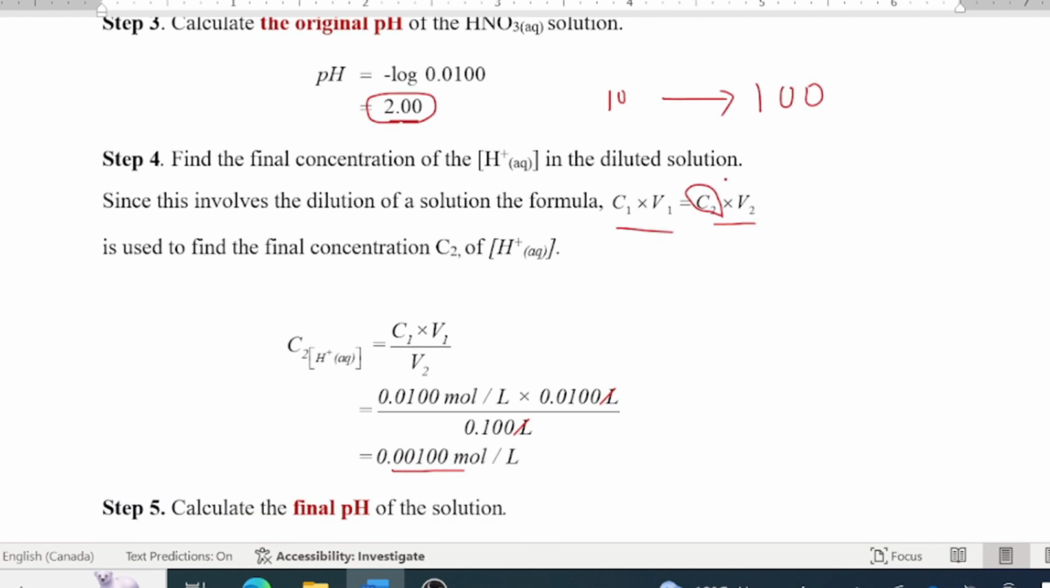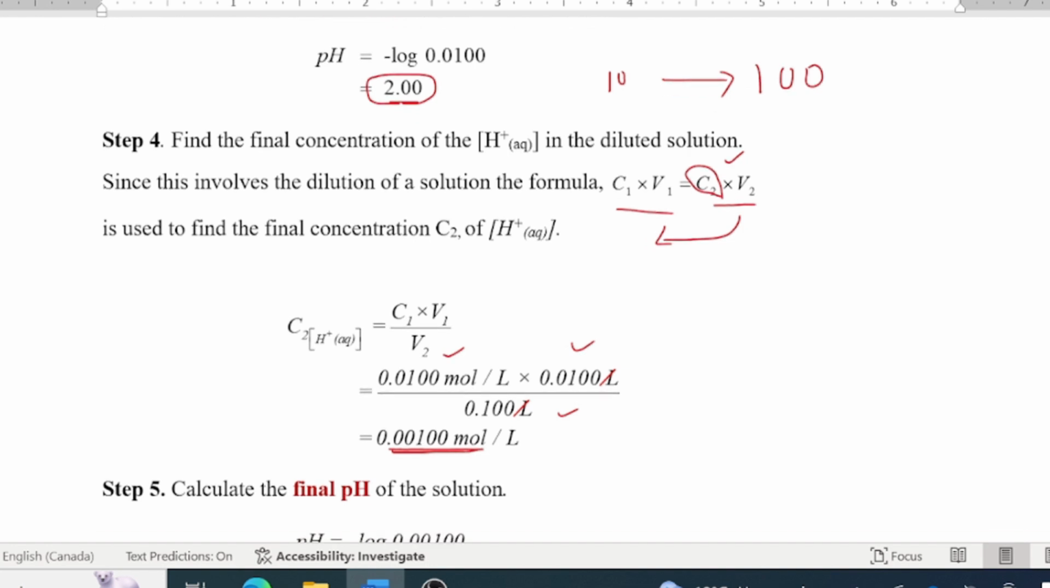So you leave C2 as it is there. Leave this and you bring down the V2 there. Taught you how to do that already. So C2 will be equal to C1V1 over V2. This is C1. This is 10 milliliters. And this is V2, which is 100 milliliters. Okay? And this is your new concentration. See? When you dilute it, of course, the concentration gets less. And of course, the concentration of H plus ion should get less.